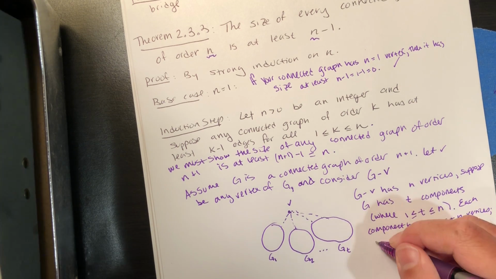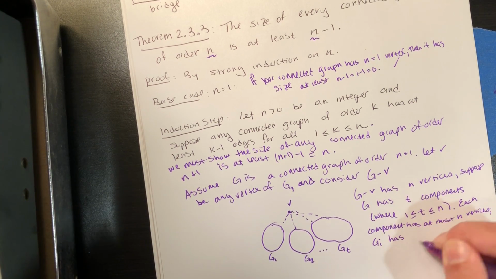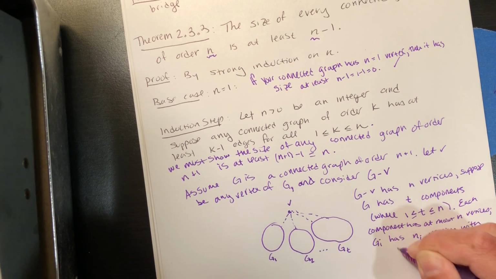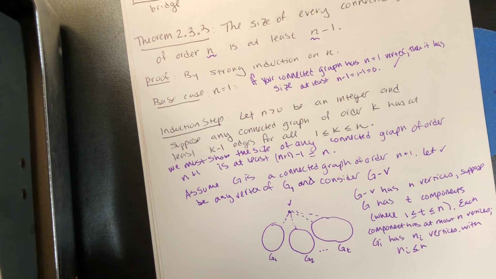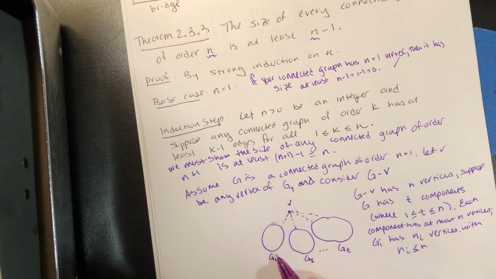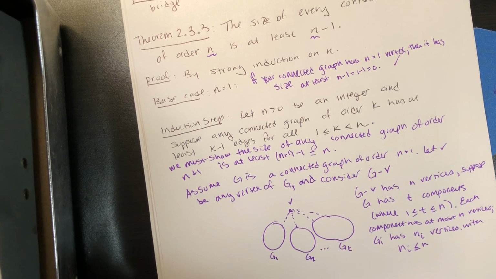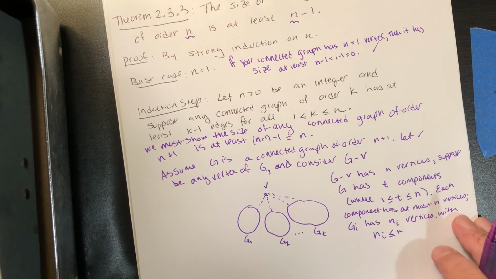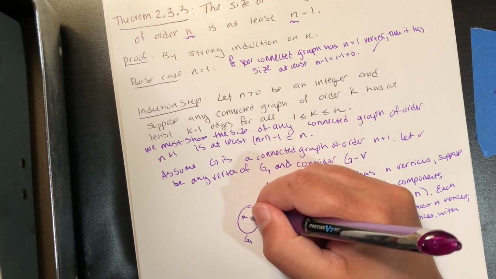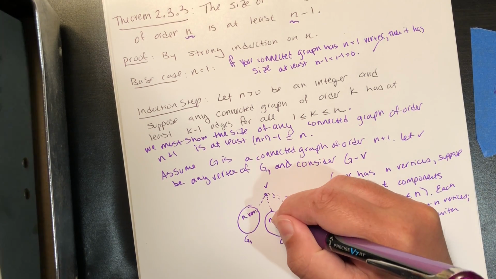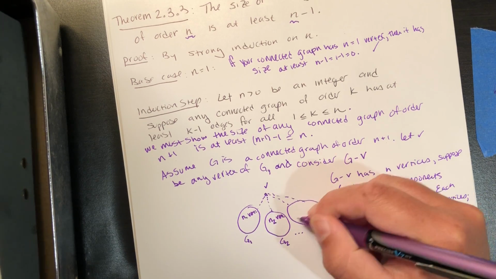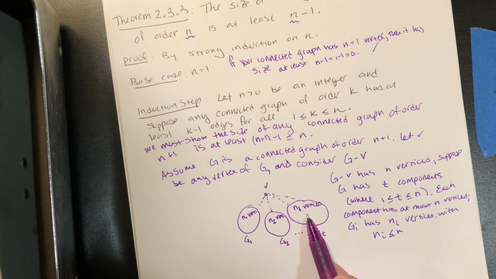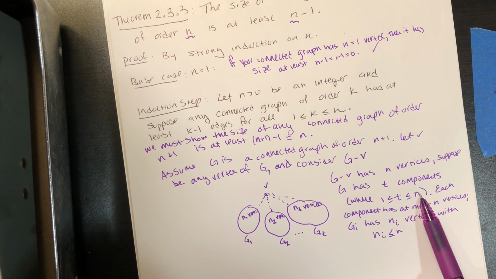So let's just say that Gi has ni vertices, with ni being less than or equal to n for all of these different components Gi. And so we have, well, this has n1 vertices, this has n sub 2 vertices, all the way down over here to n sub t vertices. And each one of these number of vertices could be at most n.